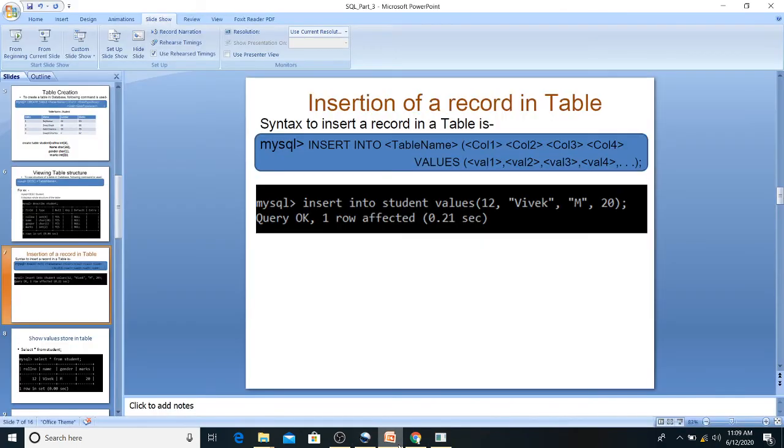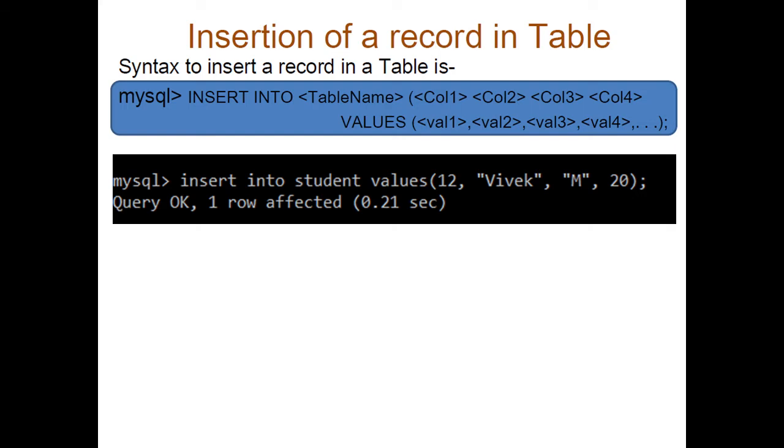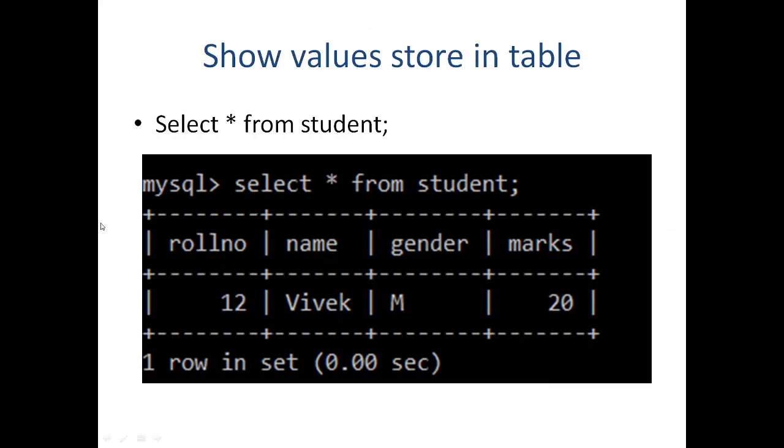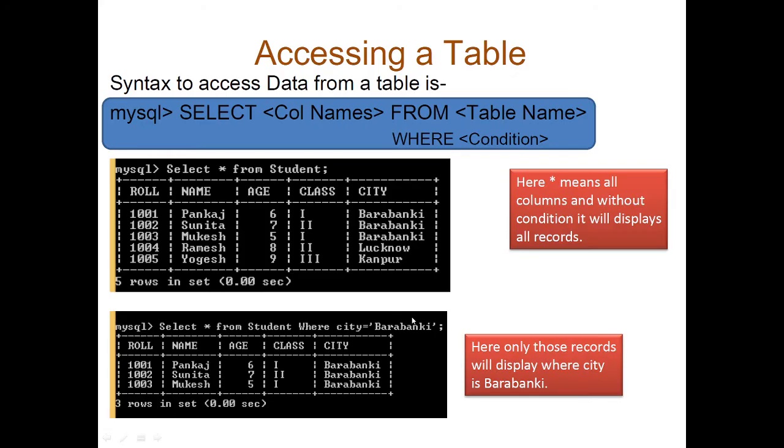Okay, let's come again to the slide. Now next is show values, which I have already informed. Select star from student means you can see all the values which are available in the table. Now accessing a table, see, if someone asks you, maybe an external examiner, I want to see only the name and marks of the student. So you can also do that.